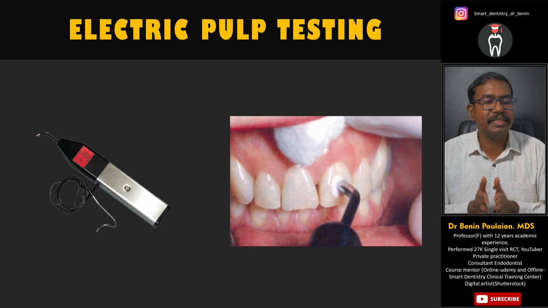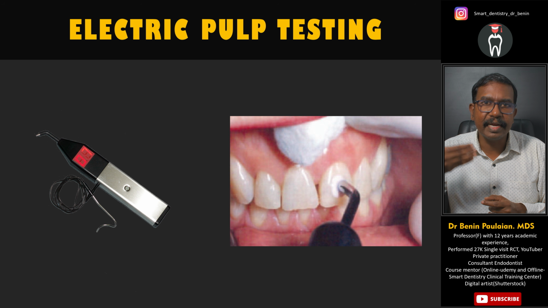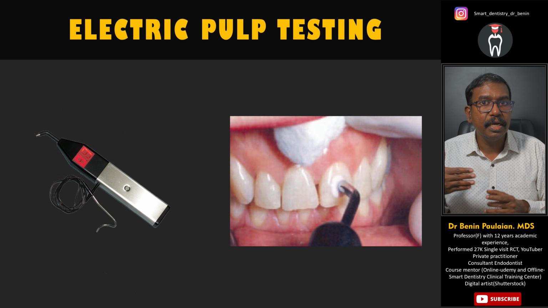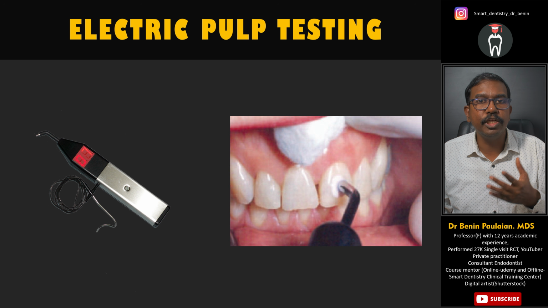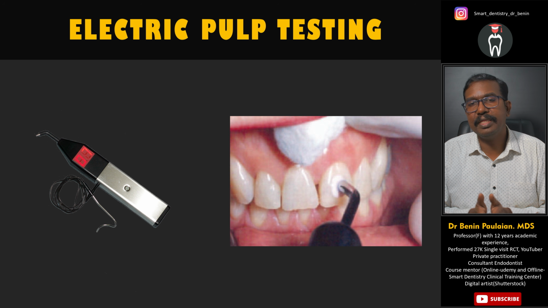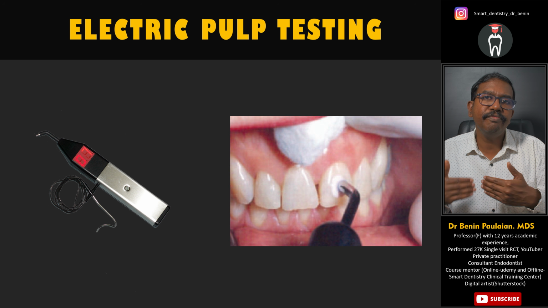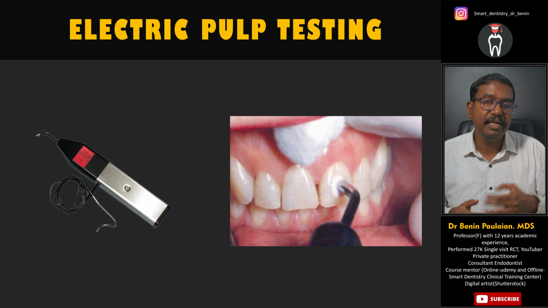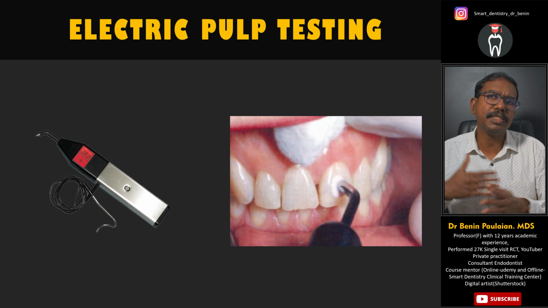Again, with this electric pulse testing, in a similar manner, we can increase the electric current depending upon the patient's response to establish the normal tooth. After doing that, for example, at a value of 7, we have established a normal response. Then we can evaluate the tooth in question, whether there is an early response, normal response, delayed response, or no response.